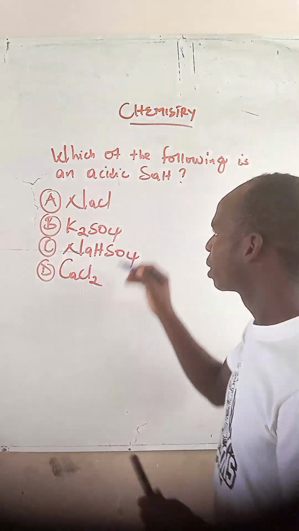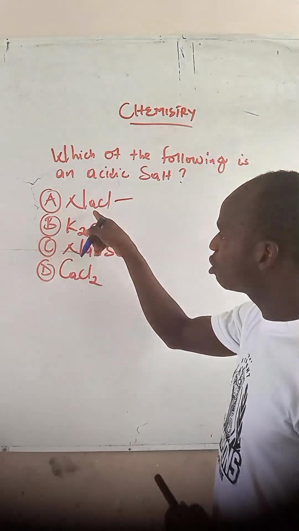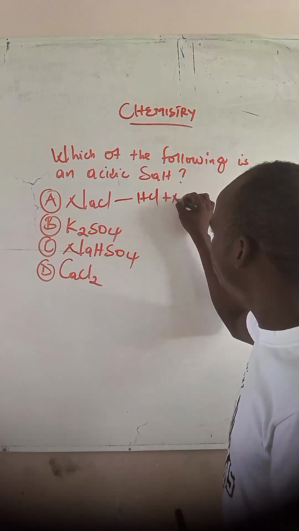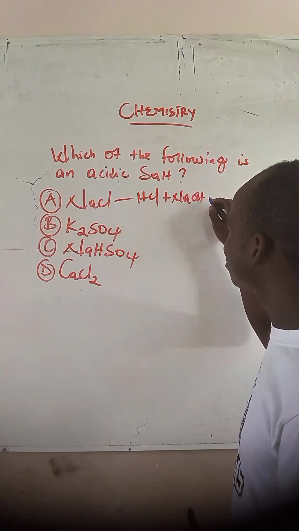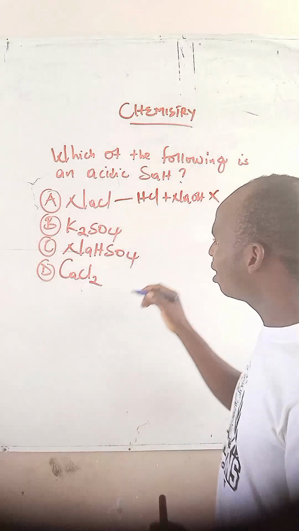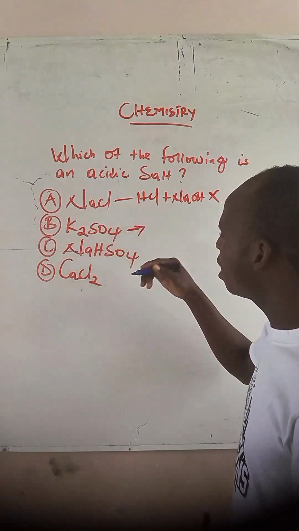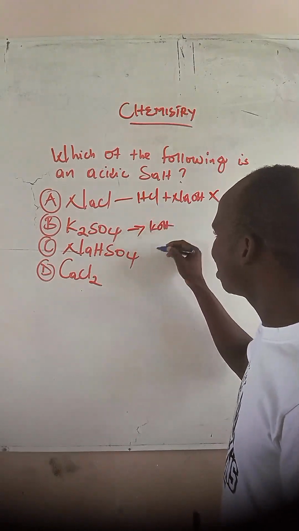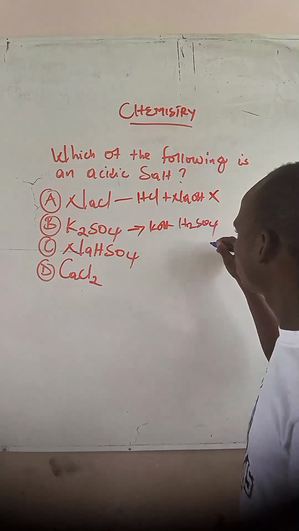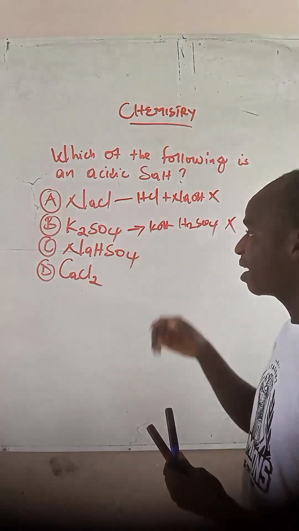So let's check. Now, the first option is sodium chloride. Sodium chloride is a salt formed when hydrochloric acid reacts with sodium hydroxide. So this is simply a normal salt. So this cannot be the answer. Are you following? Now let's move on. Potassium tetraoxosulfate VI is a salt formed when potassium hydroxide actually reacts with what? With sulfuric acid. Okay, this is also a normal salt. All right, and of course this cannot be the answer.